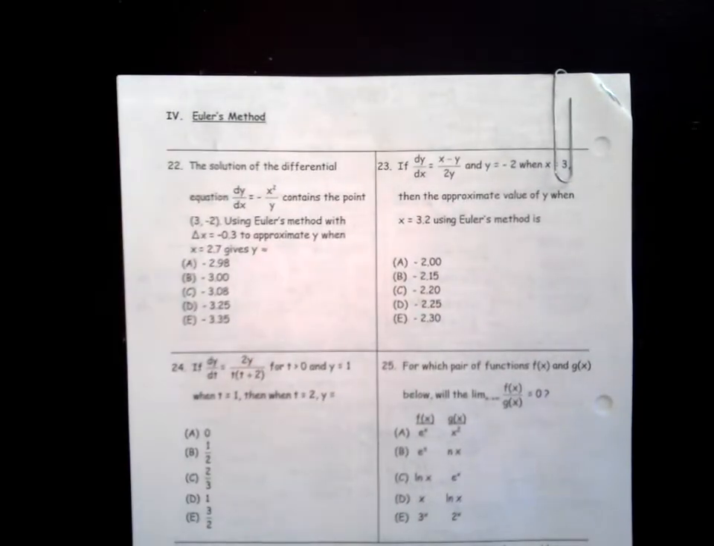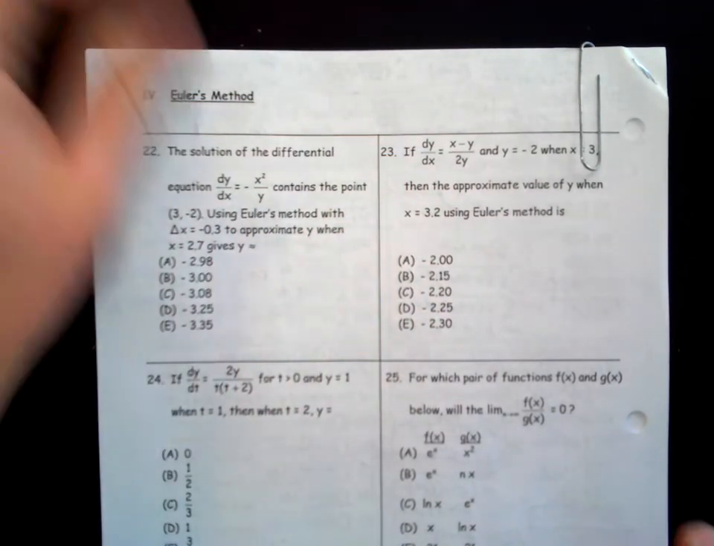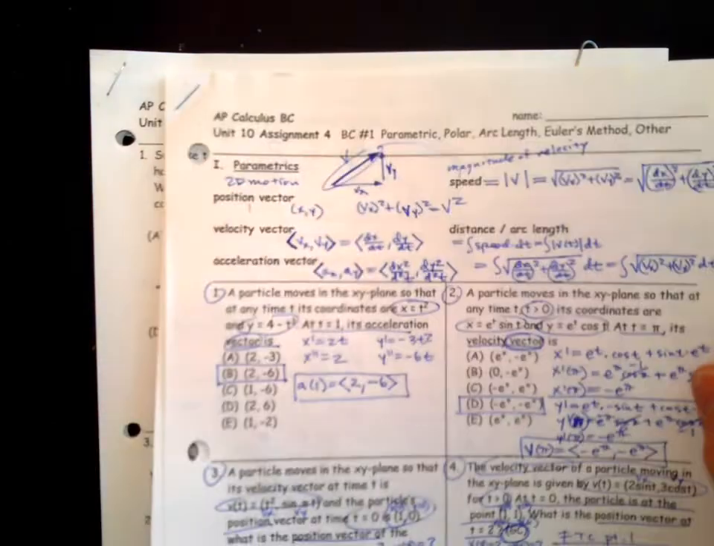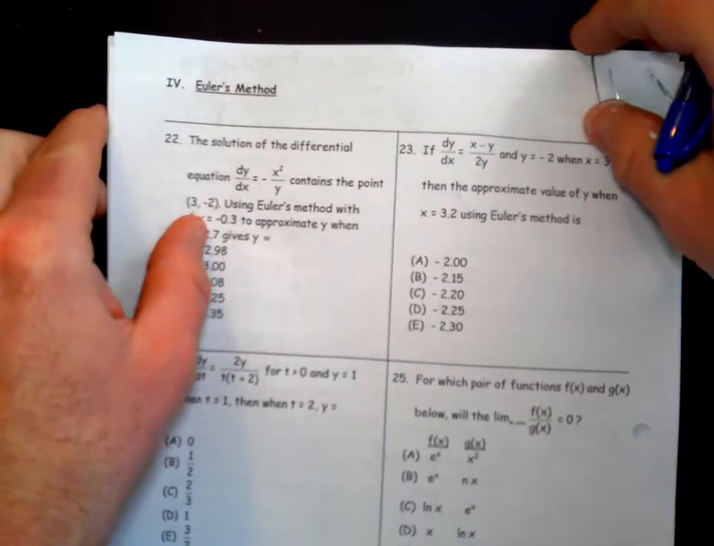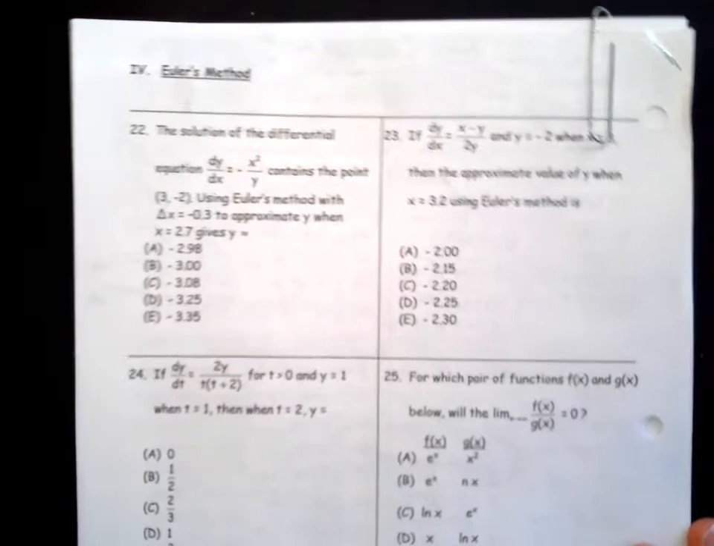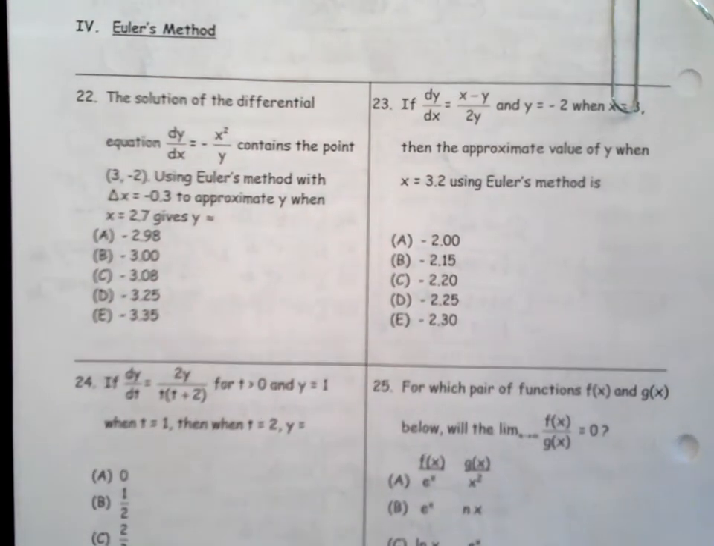Okay, here we go. We're just doing the last page of the BC number one packet, 10.4. So we did everything else except for the last page. This has been a good packet review of a lot of good new BC stuff this year.